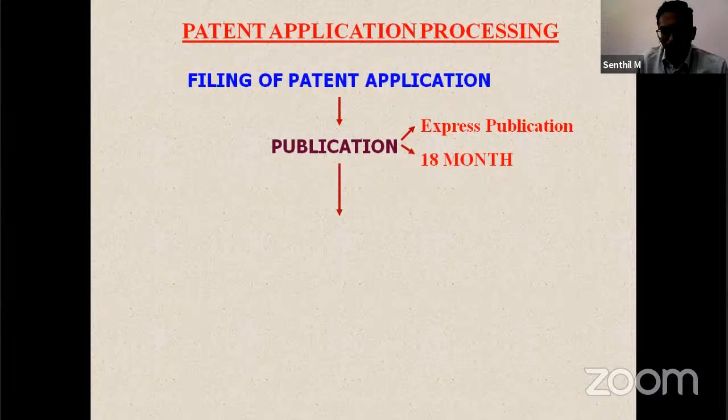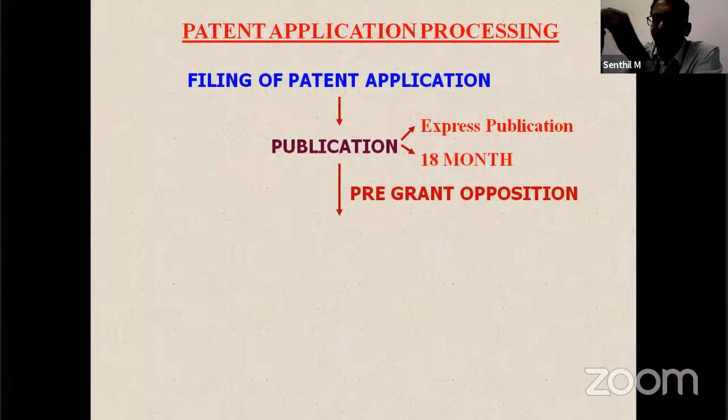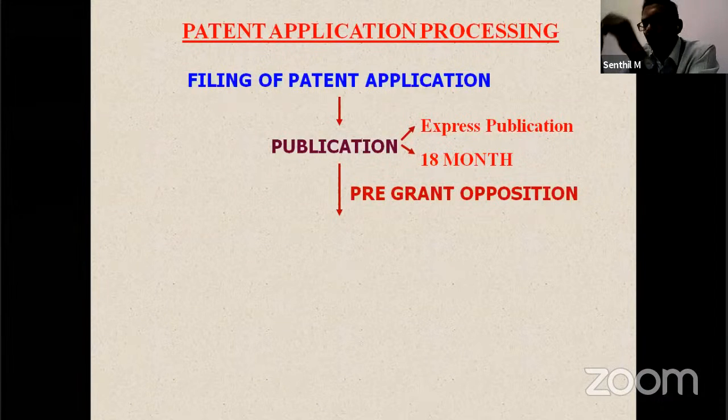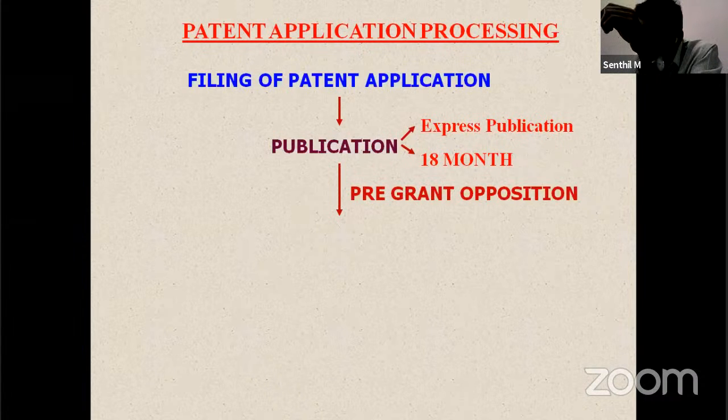Once it is published, the next level is called pre-grant opposition. It will be available in the public domain, so anyone can see your application. If there is any opposition, they can file an opposition. That the patent office will handle.